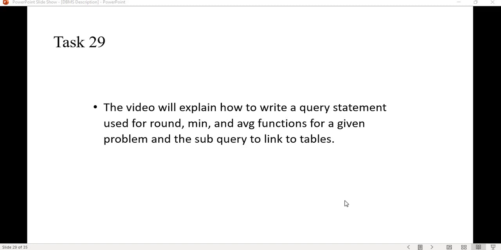In this video, we are going to discuss how to write a query statement used for round, min and average function for a given problem, and how to write the subquery to link the tables. So here in this video we are going to use the round, min, average functions, and if needed we will use subqueries also to link the tables and find the results.